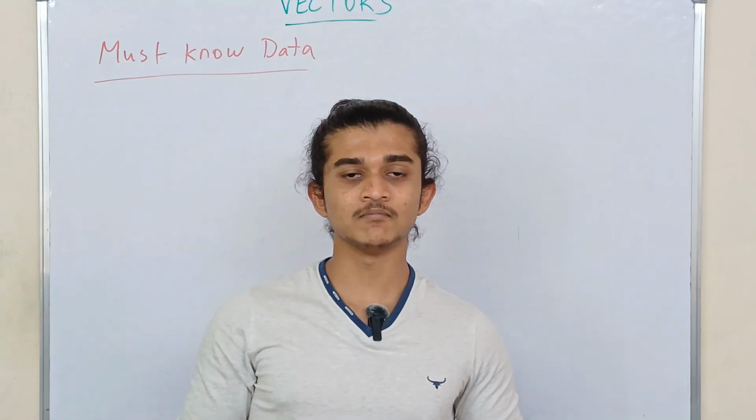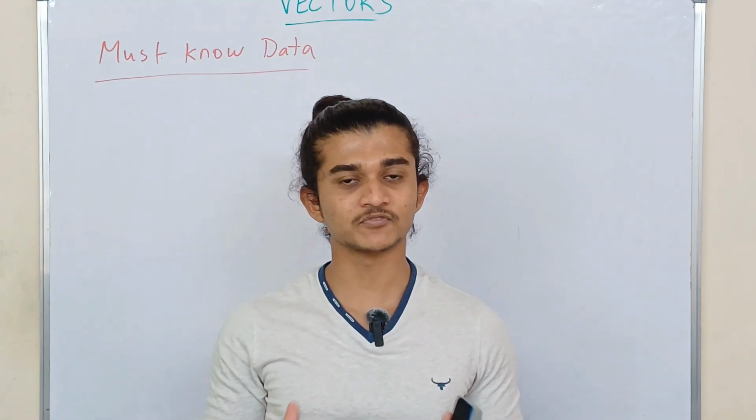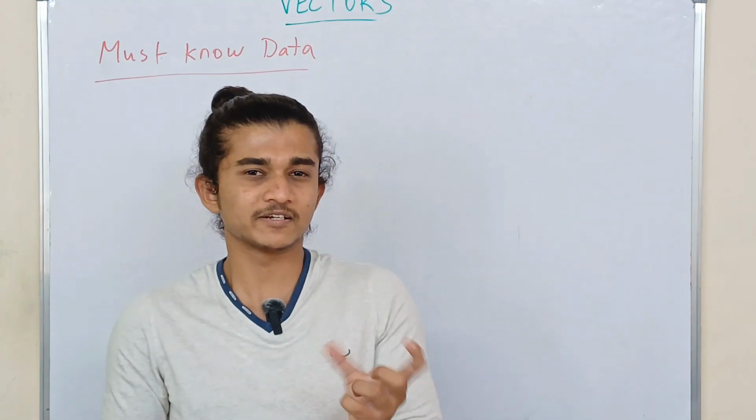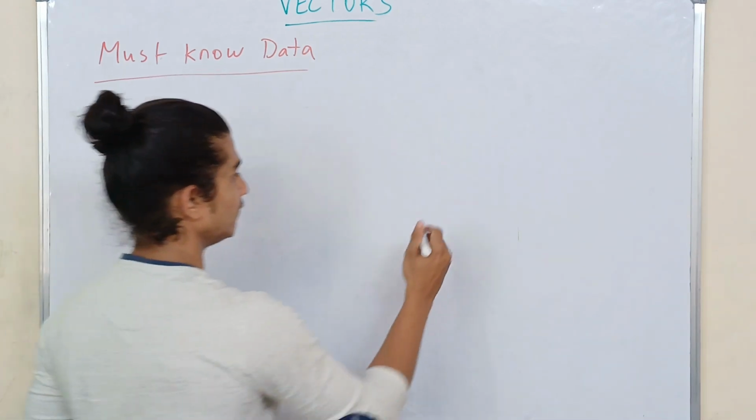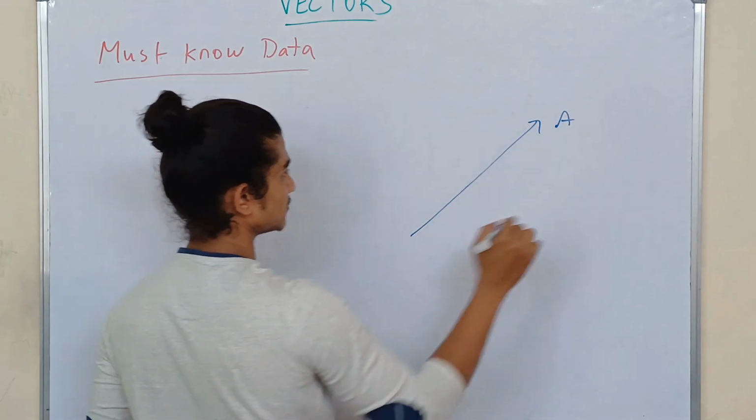Okay, now let us see some must-know values of trigonometric functions and particular tricks, I can say, in order to solve problems. So now suppose you have a, this is your a vector.